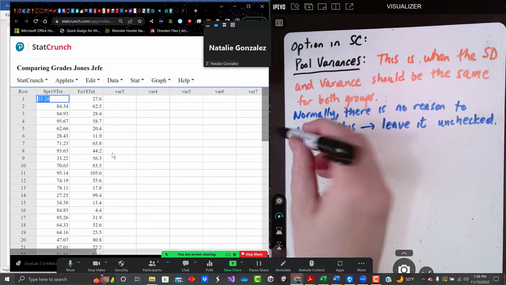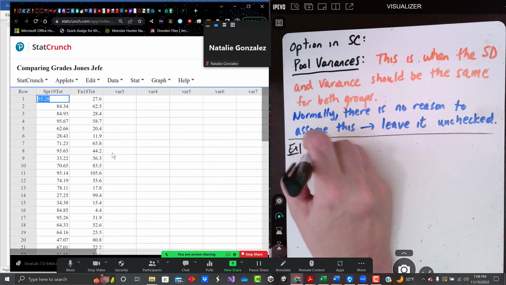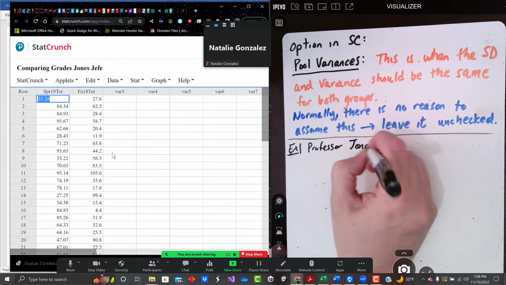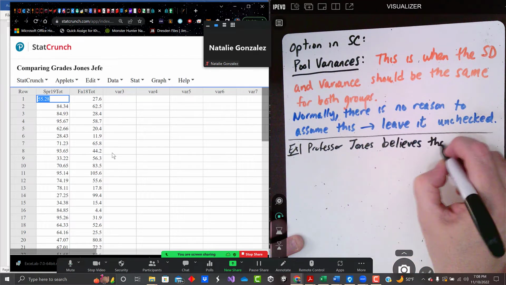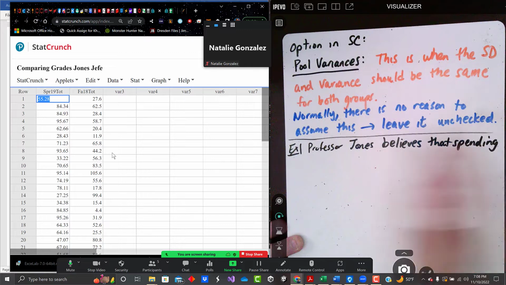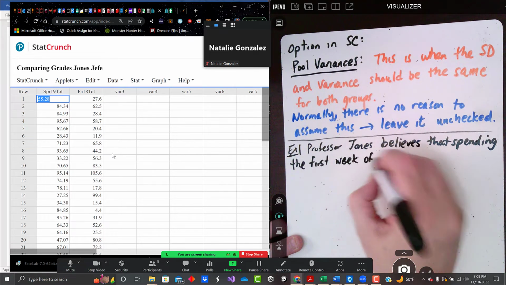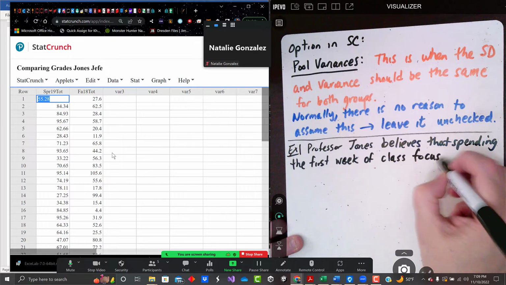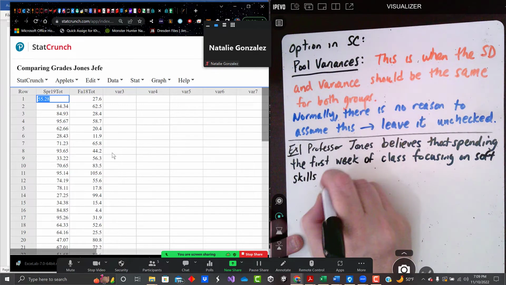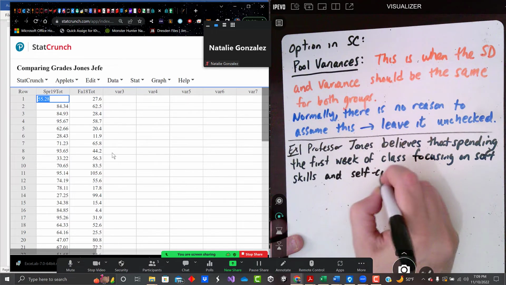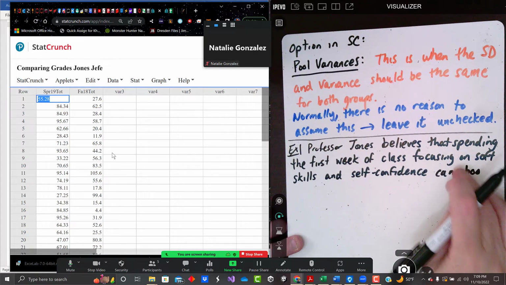All right. So for our first example, Professor Jones believes that spending the first week of class focusing on soft skills and self-confidence can boost grades or enhance learning. Let's say that.